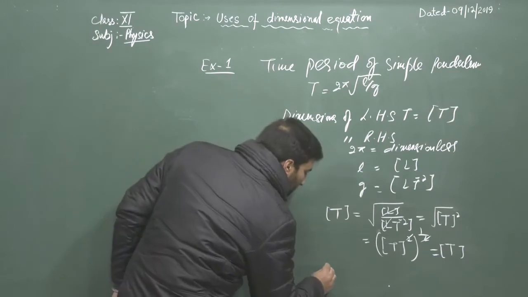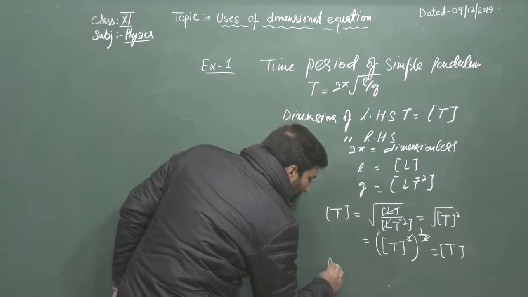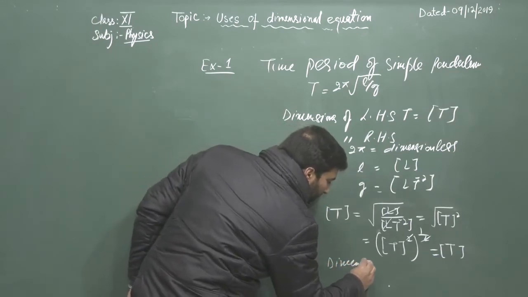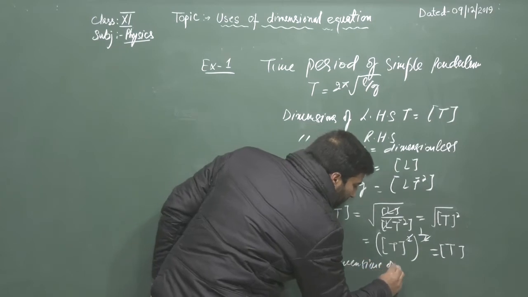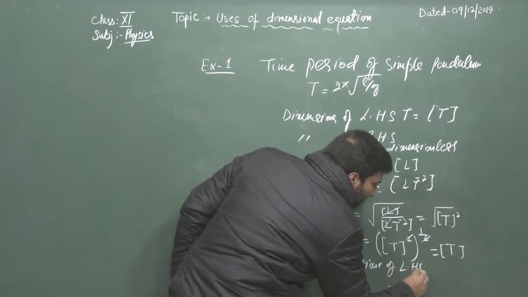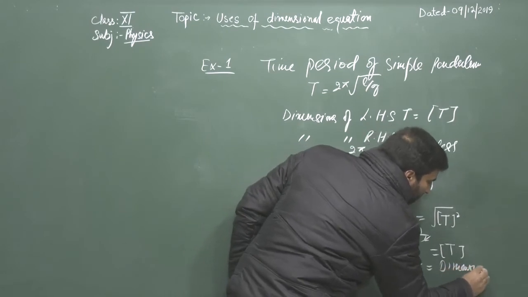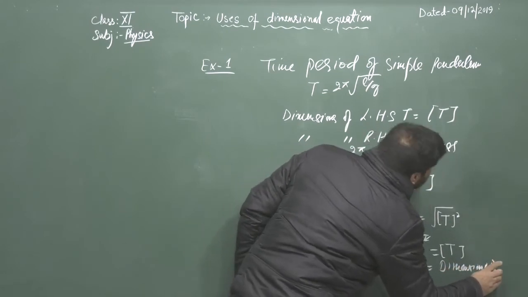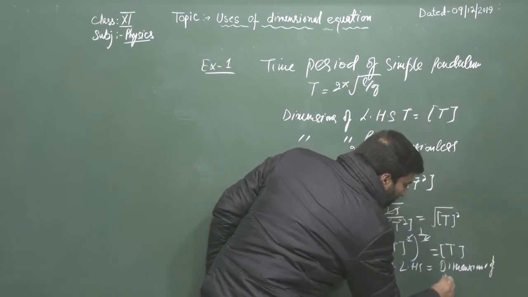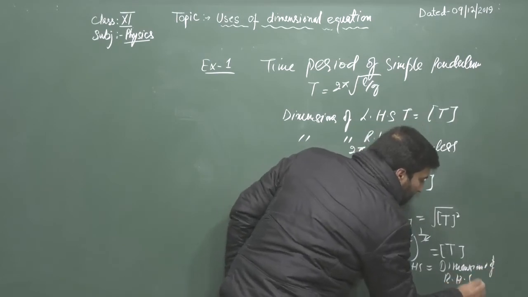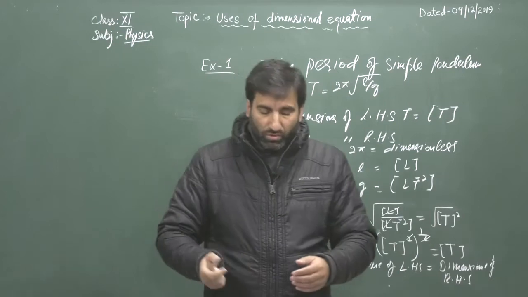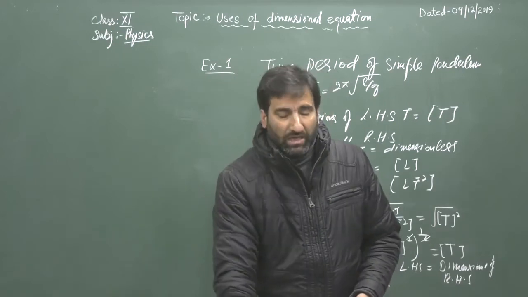So we can write that the dimensions of LHS are equal to the dimensions of RHS. So the equation is dimensionally correct.